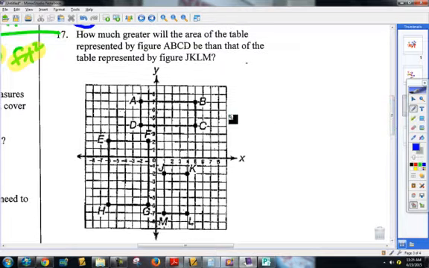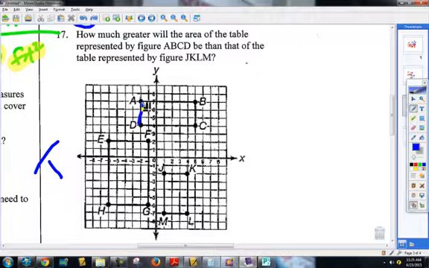Okay, next one. The directions were a little bit confusing in a way. You were basically asked to tell me the area of ABCD, how much greater is the area of that than JKLM. So you had to find the area. Again, this is only worth 1 point, but realistically you should have written your formulas, though it's not required on this one. You could have just counted your squares and found the area that way.